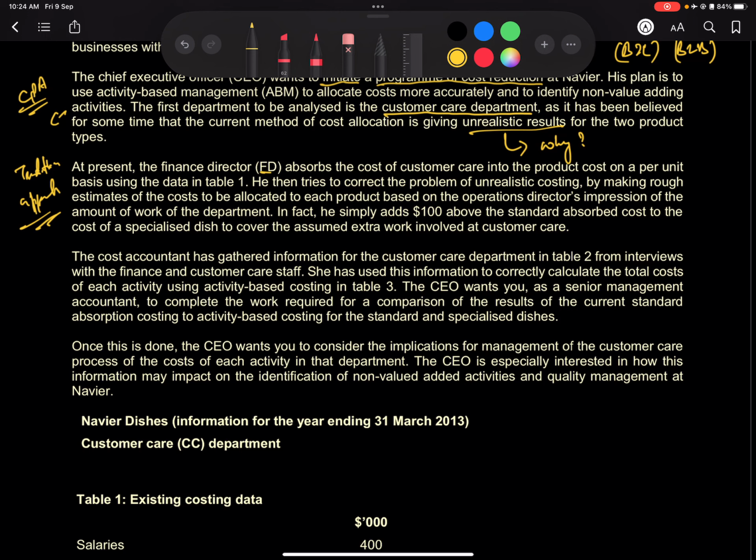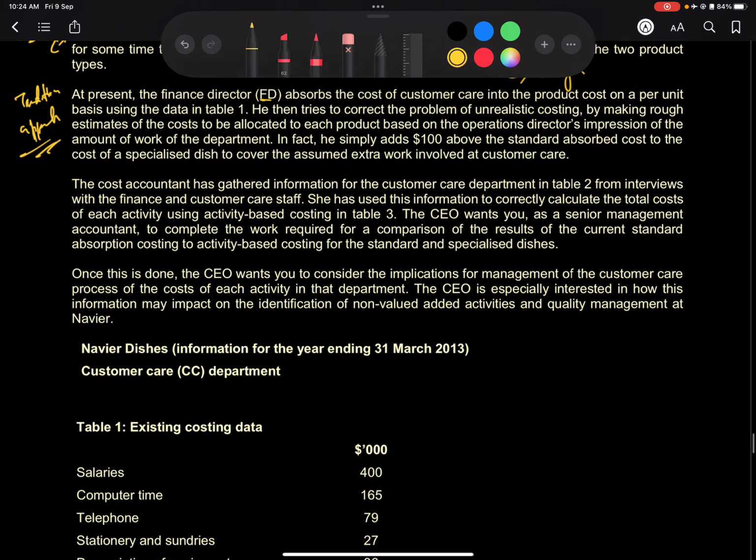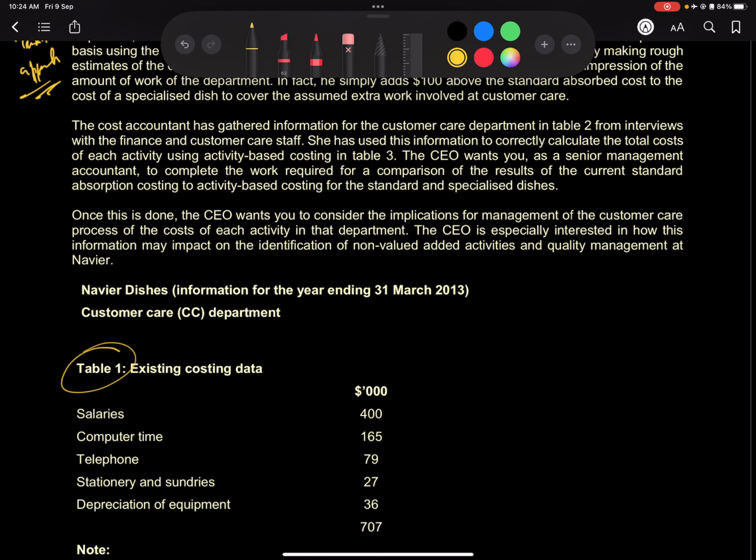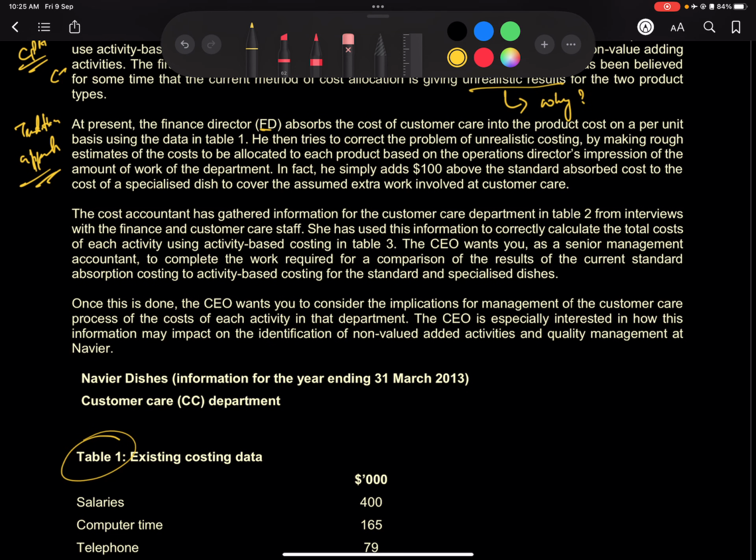So all they do is 10 units per product, right? So that's how they charge it. It's given in the data over here as well, in table 1. Next, he tries to correct the problem of unrealistic costing by making rough estimates of the cost to be allocated to each product based on the operations director's impressions of the amount of work of the department. He basically absorbs the cost on a per unit basis.